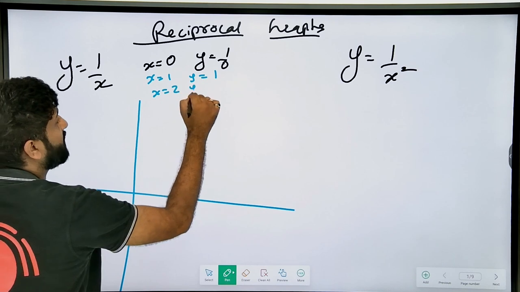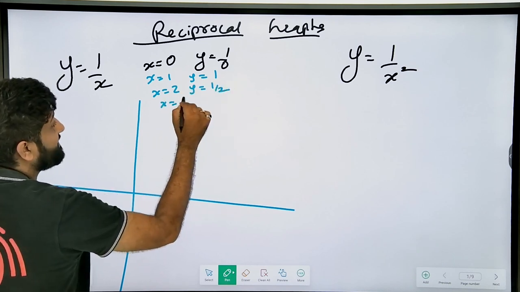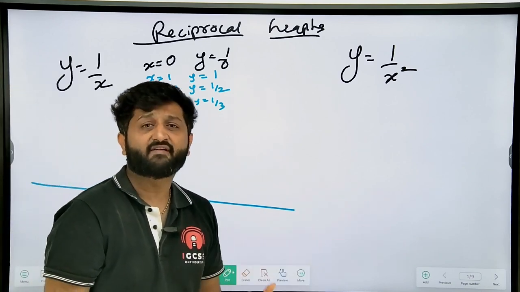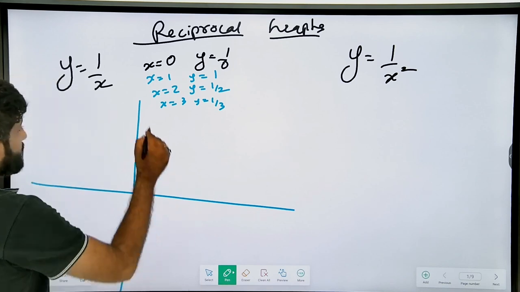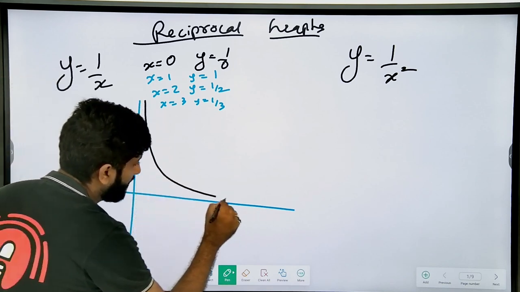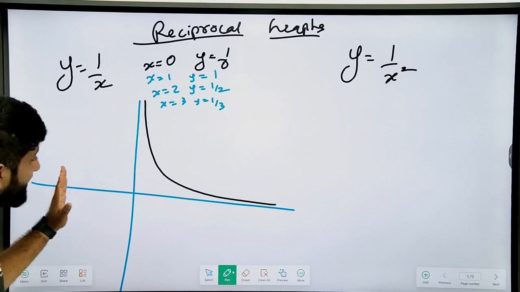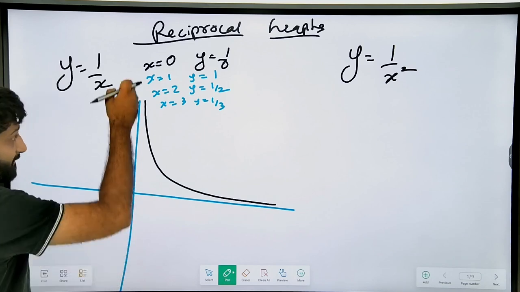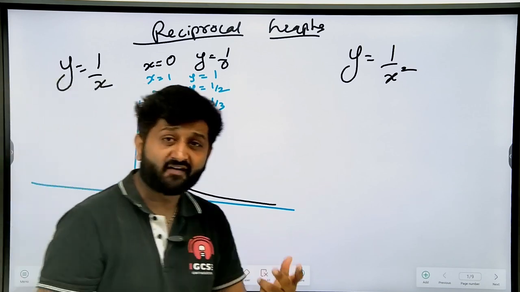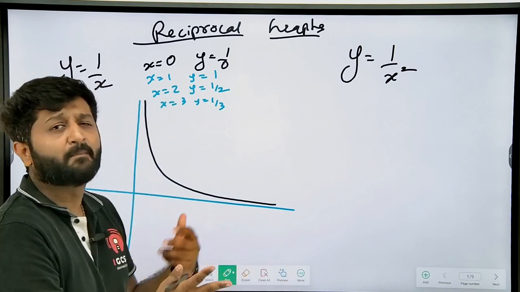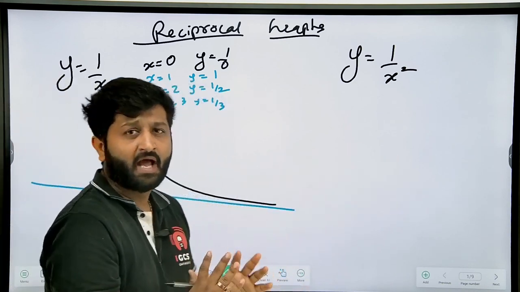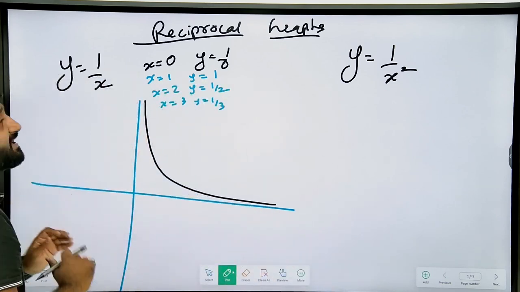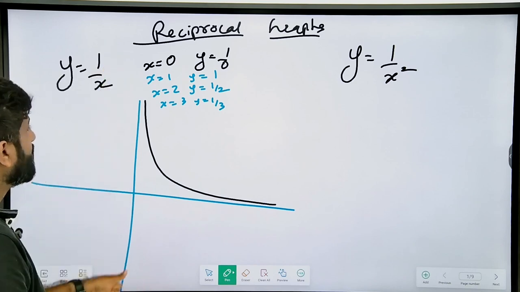When x is 2, y is going to be 1 by 2. X is 3, y is 1 by 3. So as we are increasing the value of x, the value of y is decreasing, right? So this graph is going to go like this. Guys, this is called an asymptote, a point where the value of the graph is not defined, or the point where it reaches infinity. However, we use the word undefined. So the point where the values are not defined, that is called asymptote. Now this is called a vertical asymptote.